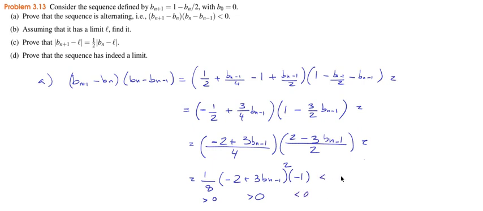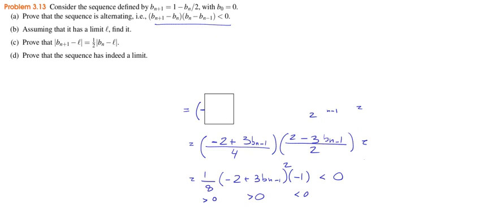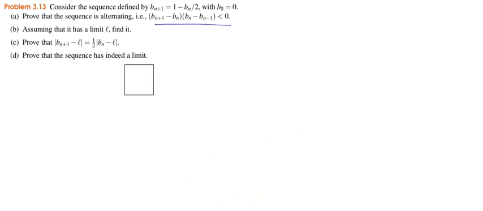So we have negative. Okay, so we have just proven what they asked us, that this sequence is actually alternating. It's not growing, it's not decreasing. It's growing first, then decreasing, then growing, then decreasing, and so on. Part B, assume it has a limit and find it.